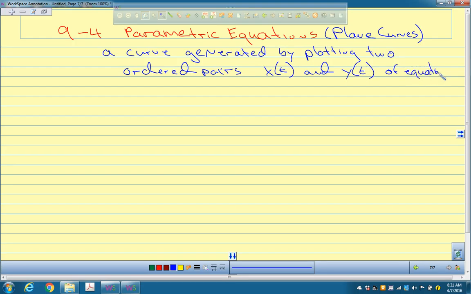So what's happening is you have one equation for x and one equation for y in terms of t. Okay, and t is called the parameter. A lot of times it represents time. So parametric equations are used a lot of times for modeling things like projectile motion.